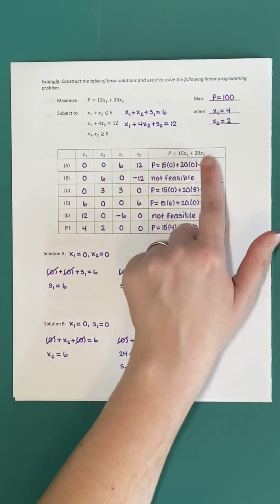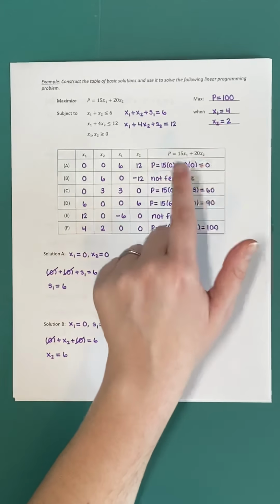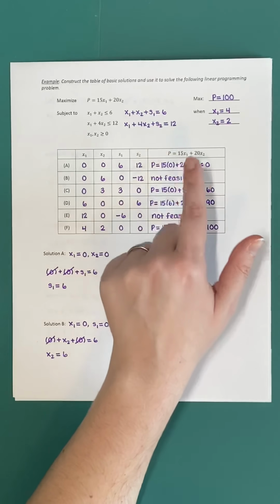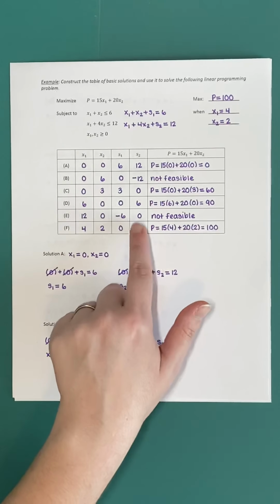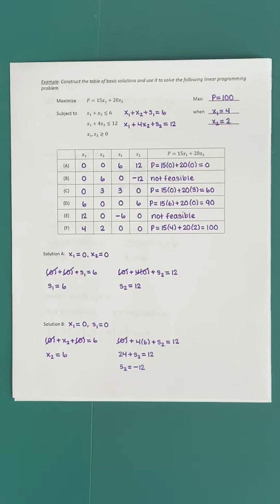That actually makes sense though. If you think about what the profit function represents, we're making profit off of selling one type of item and another type of item. We don't make profit off of slack. Slack is just a number representative of leftover resources. Well, we're not making any profit off of leftover resources. The only thing that contributes to our profit is what we're actually producing and selling. That's representative of those decision variables.